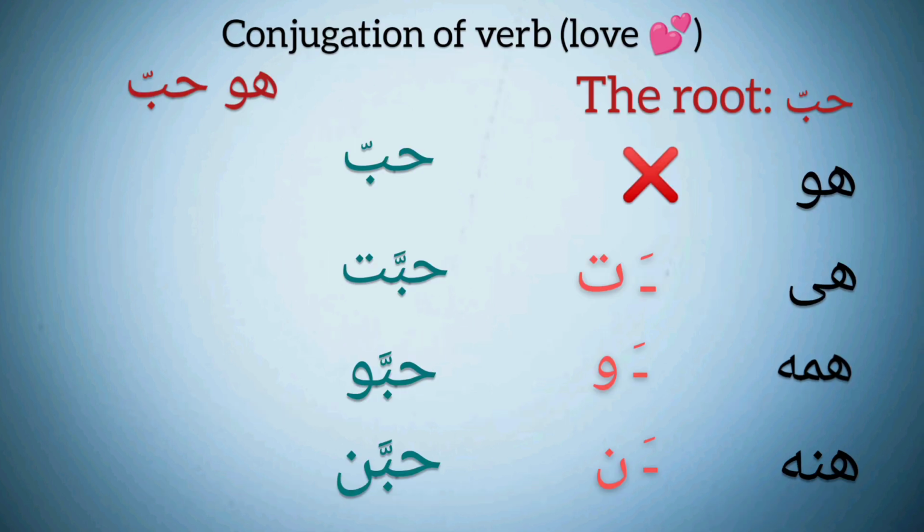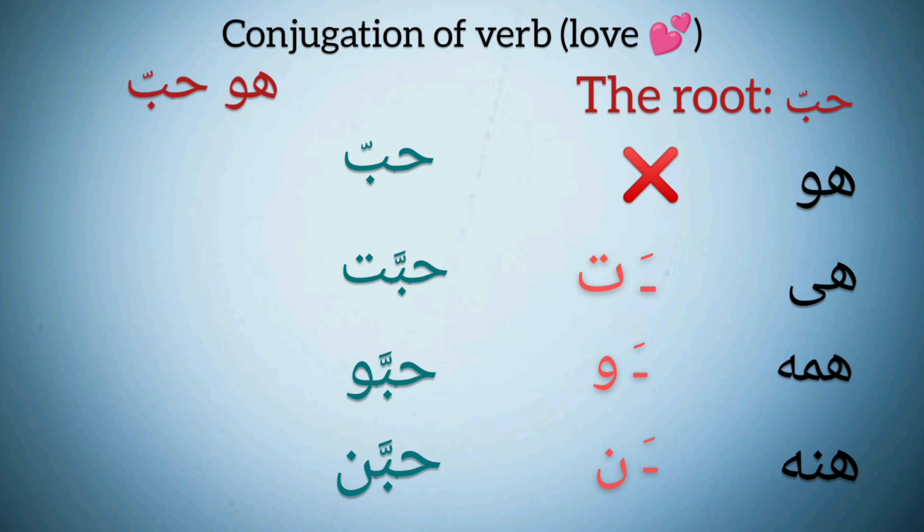Okay, in order to conjugate the roots of verbs where the last 2 letters are the same, like habba, that have a tashdid, we're going to have different changes. But for huwa, hiya, humma, and hinna, we're going to make the same changes that we had in the previous lessons. But for inta, inti, intu, and intin, we're going to have different changes.